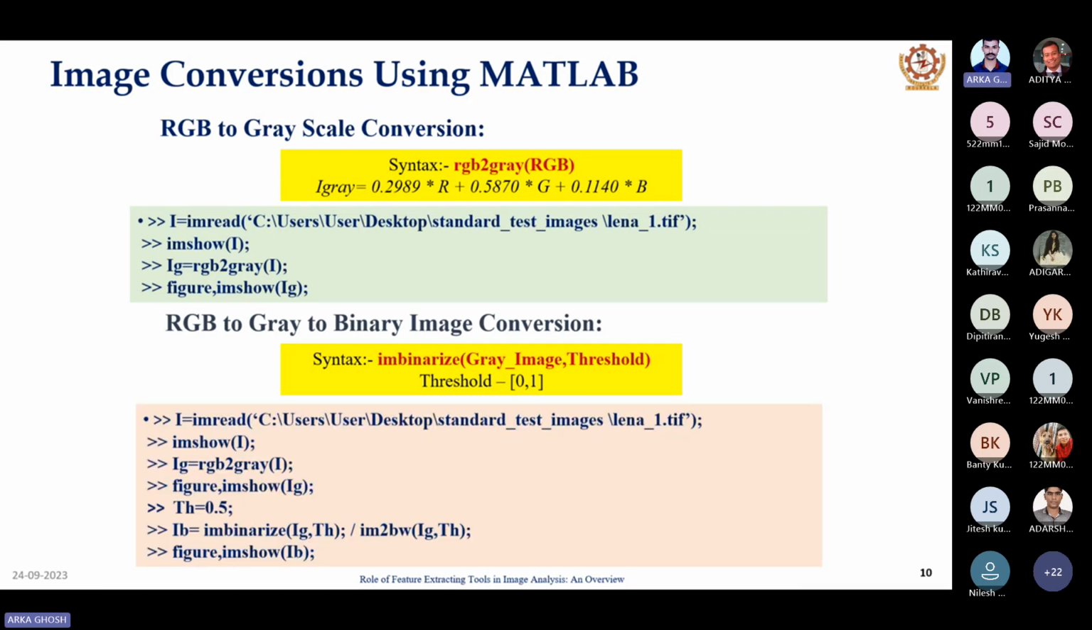So we have selected that threshold value as 0.5, and imbinarize(IG, threshold) will convert that grayscale image into a binary image IB. Or we can use another command, im2bw, where the image in grayscale will be converted to a binary image in the same way by selecting a proper threshold value.